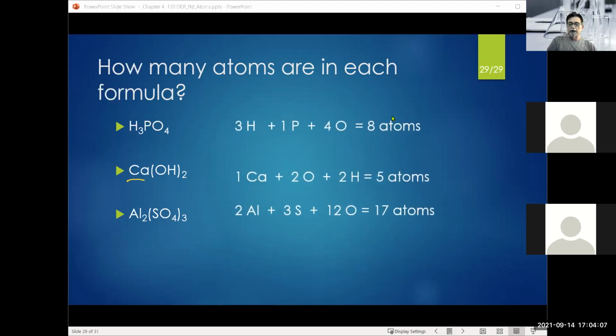Put these down. And finally, the last one, we have aluminum, Al, good old aluminum, and there's 2 of those. So we got 2 aluminums, and then we got a parentheses, and so we got 3 of these SO4 groups: 3 sulfurs and 12 oxygens. So we have a total of 17 atoms: 2 aluminums, 3 sulfurs, and 12 oxygens.